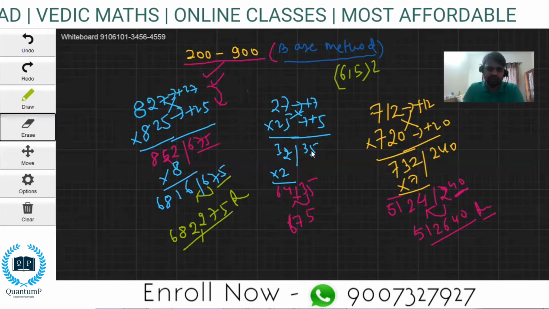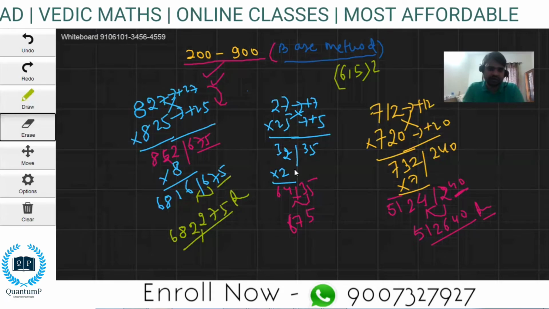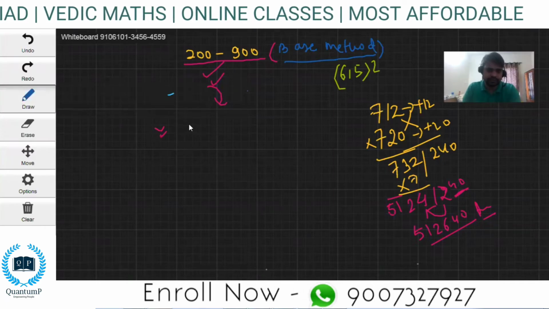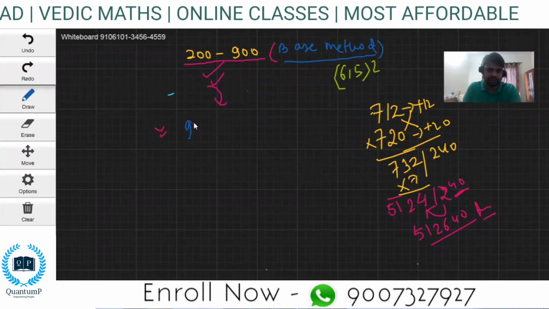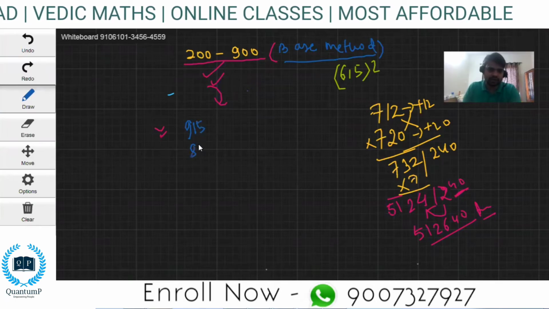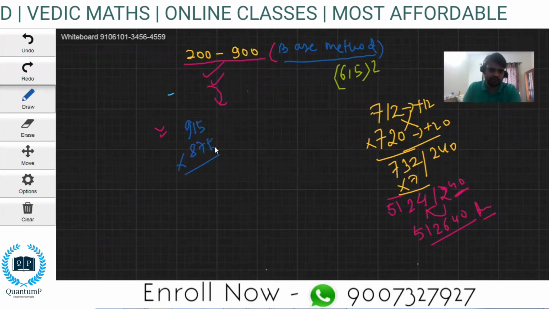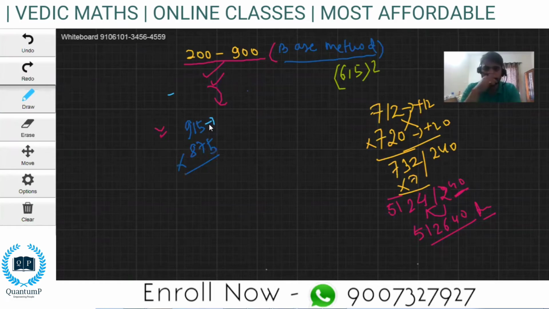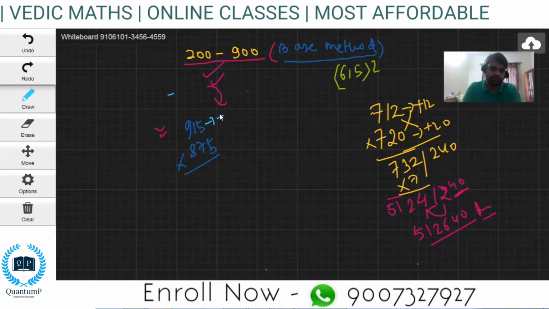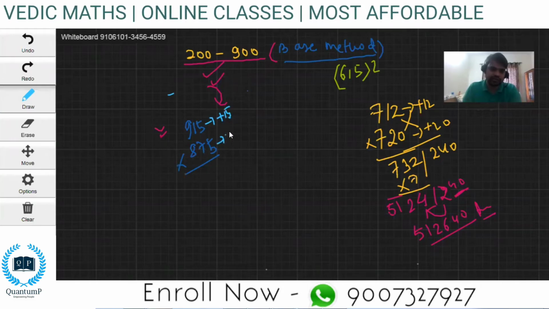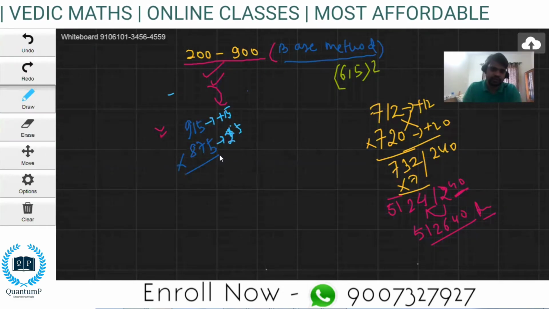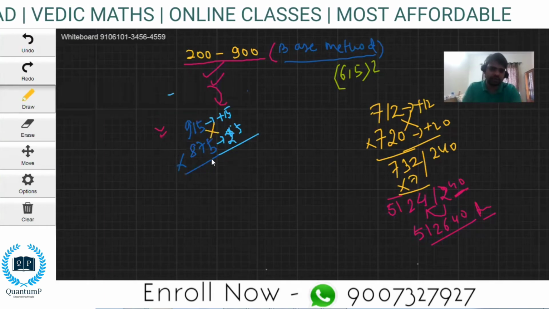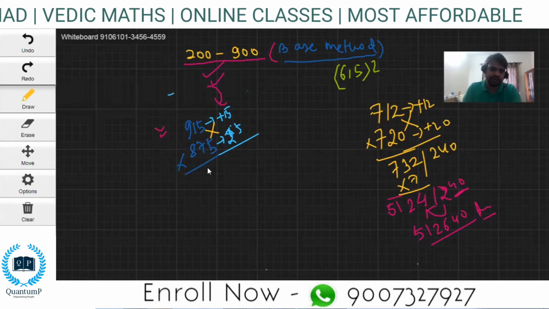Now let's go for the 900 base. Let's start with the 900 base sum. Suppose you are doing 915 and 875. So you see both numbers are nearby 100, right? So we'll write here plus 15, and we'll write here minus 25. And when we do cross, so 875 plus 15, 890.